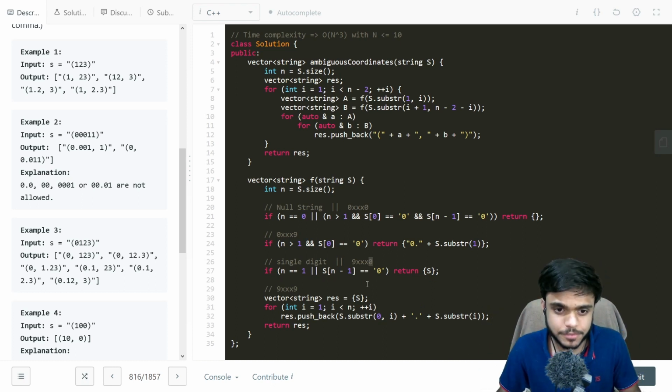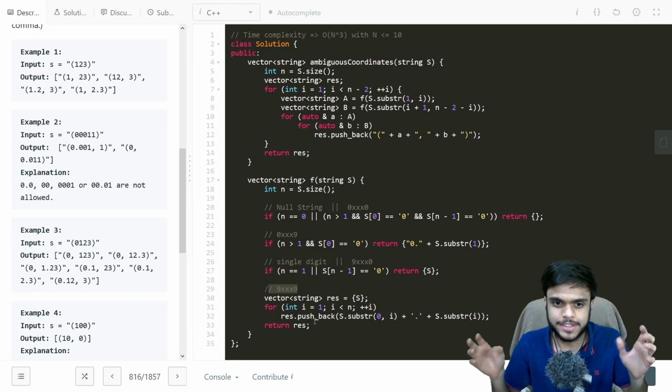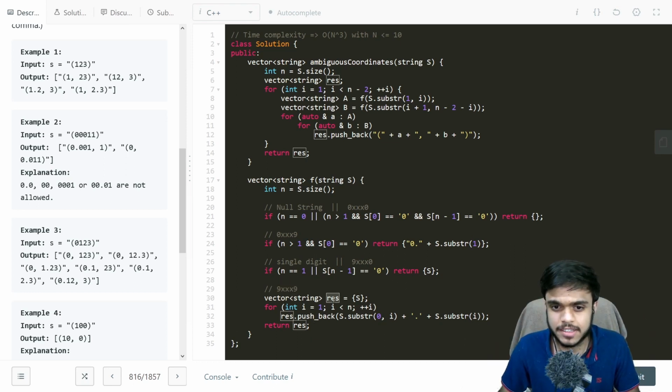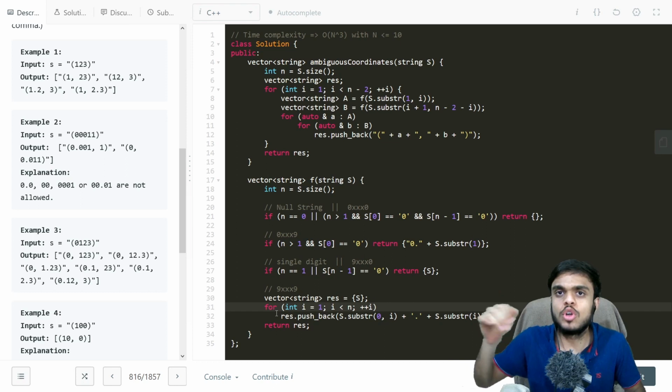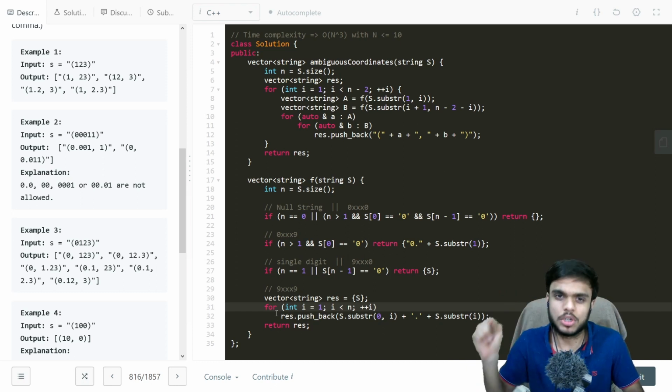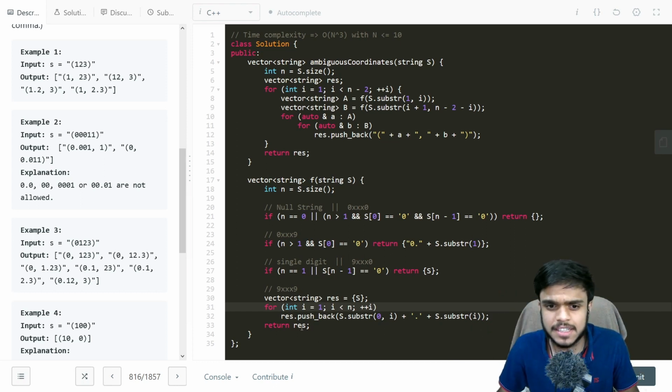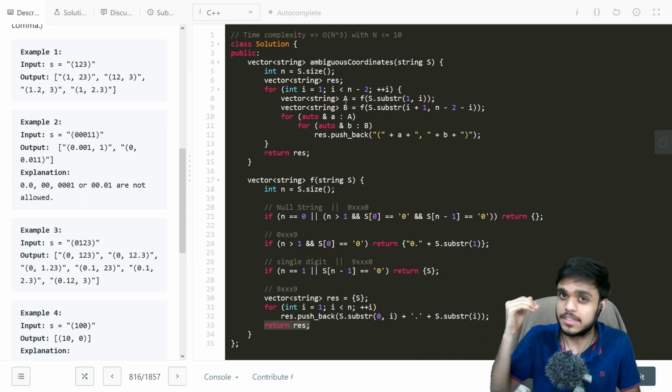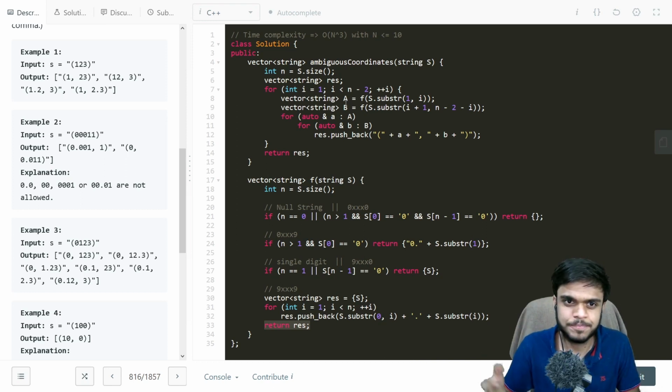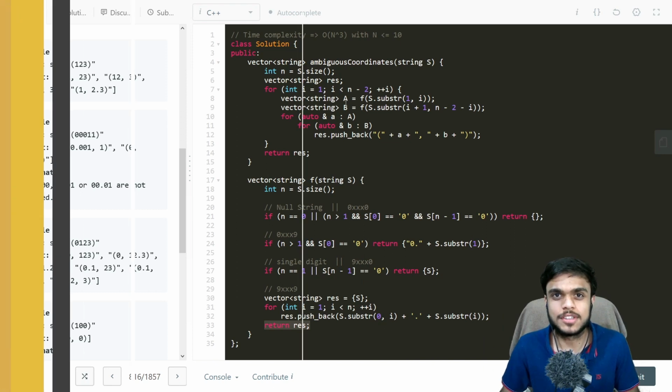And this is the general case, that is, we do not have leading or trailing zeros, so we just create a result vector which contains this string first, and then we do a for loop and put decimals in all possible spaces that we have, push each back to result, and after that we return the result. So these return all the possibilities of putting the decimals into account. That's it, that's the solution for this.